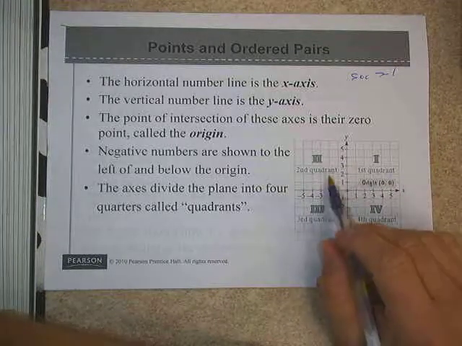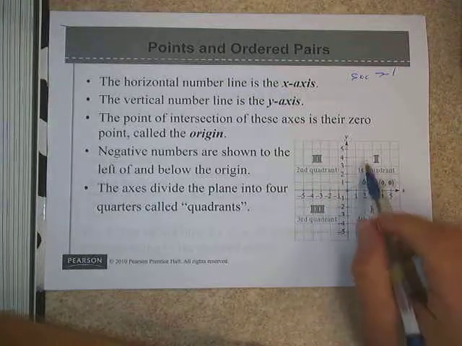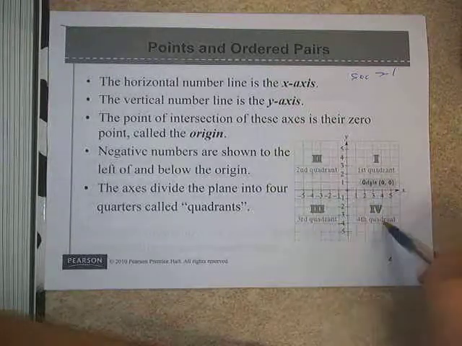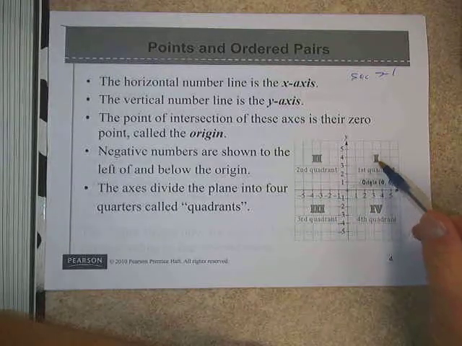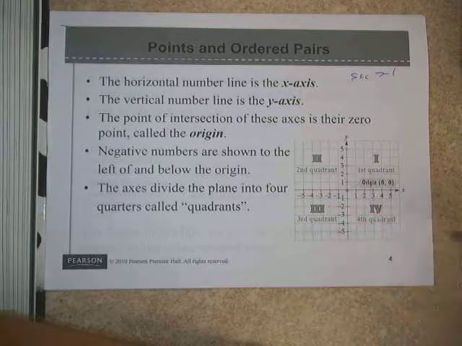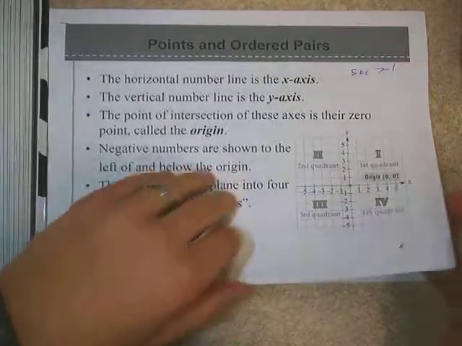And negative numbers are shown to the left and below the origin, and positive numbers are right and up. Okay. The four quadrants that we see here are numbered as such. The top right is the first quadrant, second quadrant, third quadrant, and fourth quadrant.